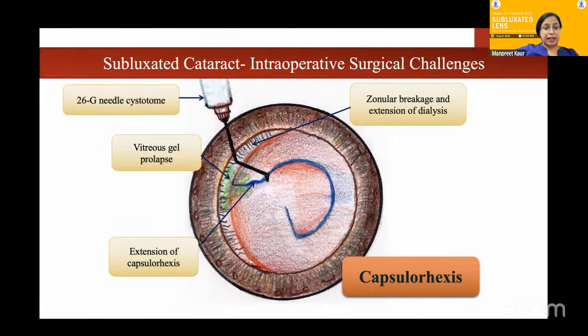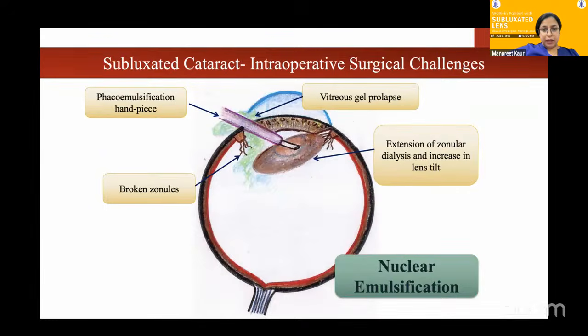Then a 26 gauge needle cystotome does not offer you as much control. You require forceps. And even then, there is a risk of the rhexis running off because of the altered forces acting on the lens complex. During emulsification, the dialysis increases, with lens tilt and broken zonules.